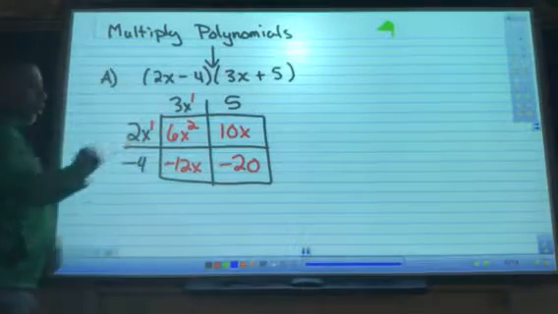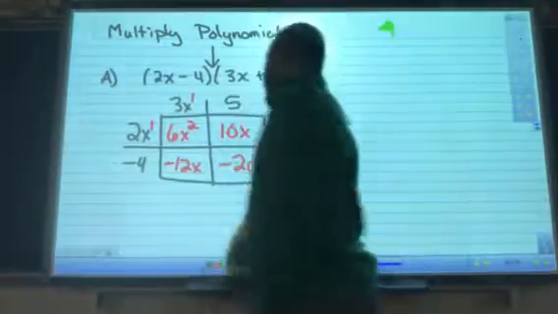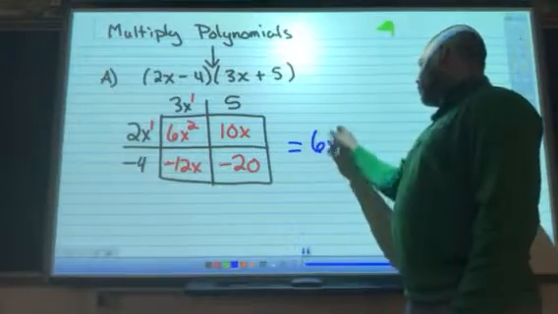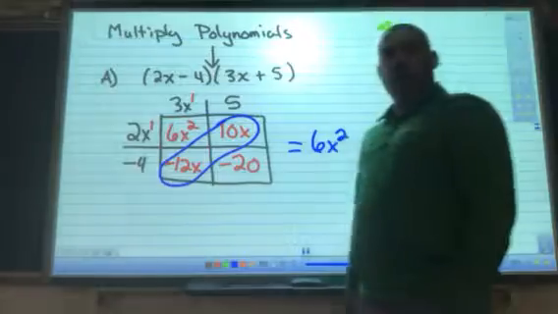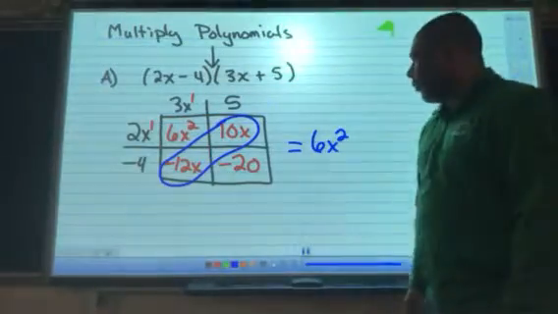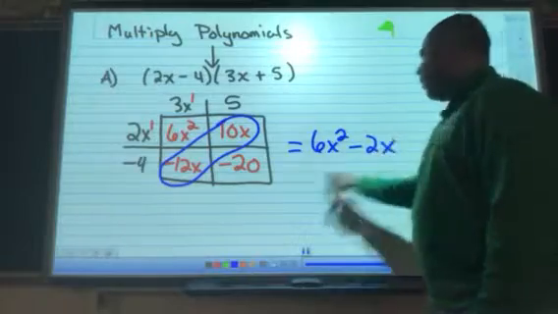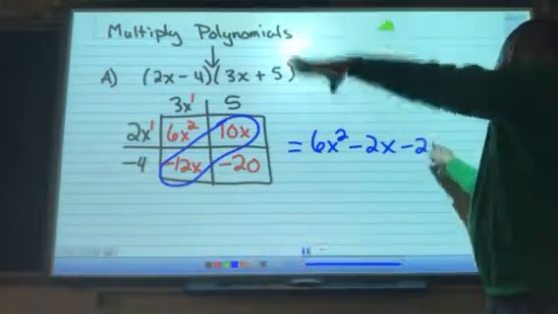Once I get those all in there and multiplied, now I need to switch to addition. Now I got to remember my rules. Now that I'm adding like terms, don't mess with the exponents anymore. So I'm going to start with my biggest one here, 6x squared. My x's are like terms. I'm going to add those together. So negative 12x plus 10x is negative 2x. And my negative 20, drop it like it's hot.